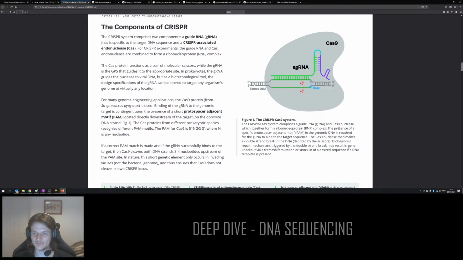This is really helpful. The presence of a specific protospacer adjacent motif in the genomic DNA is required for the gRNA to bind to the target sequence. The Cas9 nuclease then makes a double strand break in the DNA, denoted by the scissors.